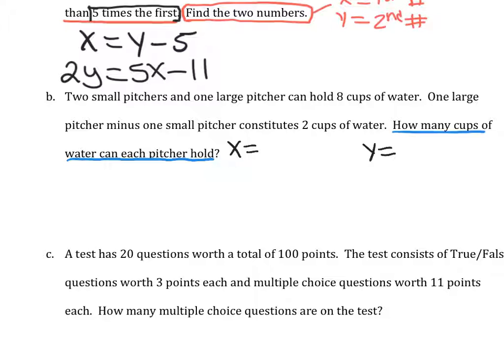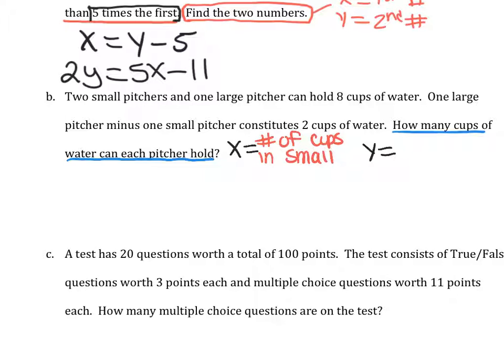So if the question is how many cups of water can each pitcher hold, our variables need to answer this: the small pitcher can hold this many cups, the large pitcher can hold this many cups. So x can be large pitcher and y is small. Sure, it doesn't matter which variable you have be which thing. You just need to define it. You need to write it down. So x can be the number of cups in the small pitcher.